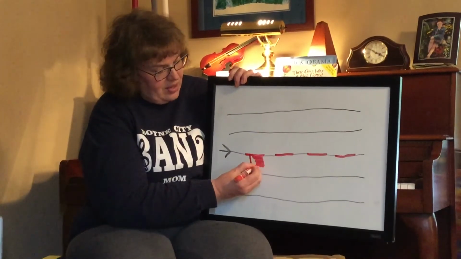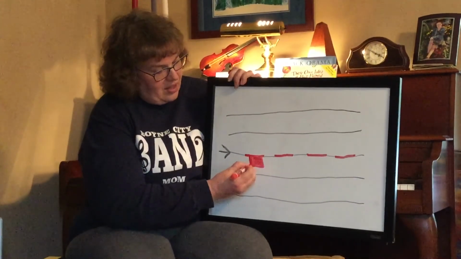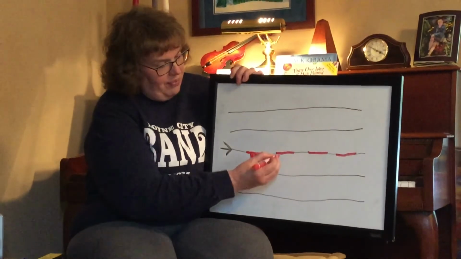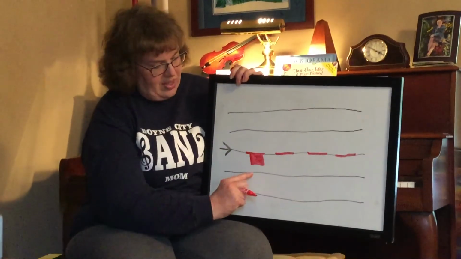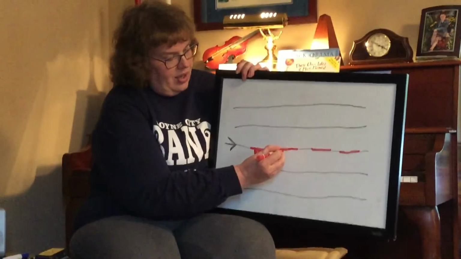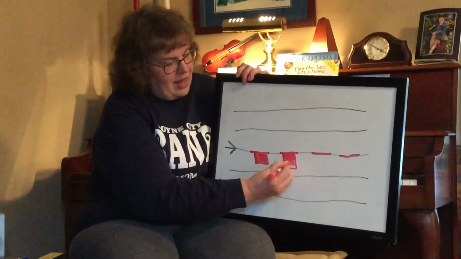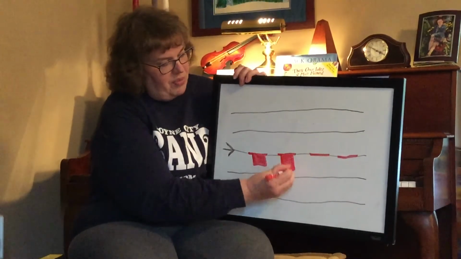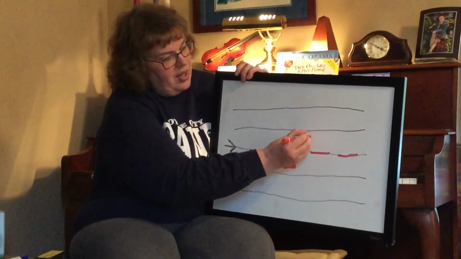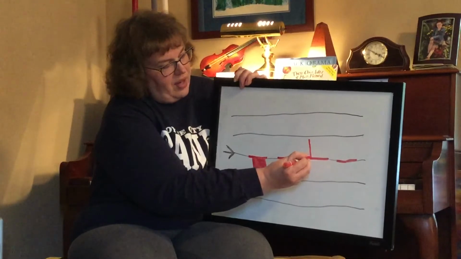Here's my whole rest, making the box or hat below it. Notice I didn't go way down here. Notice I didn't touch the line. I just went underneath enough to make a hat. And I will tell you, it is hard to draw from the side. It's not easy to see. So they might not be perfect today.